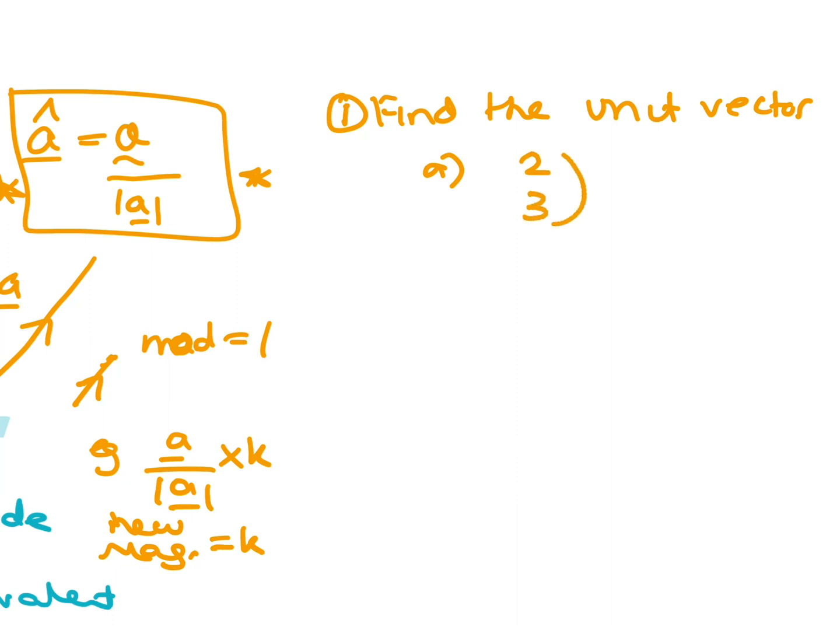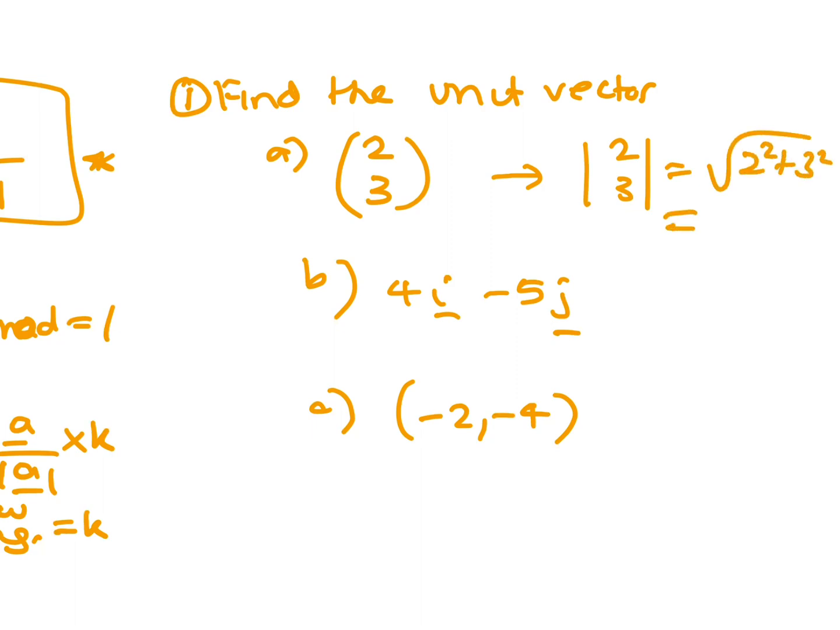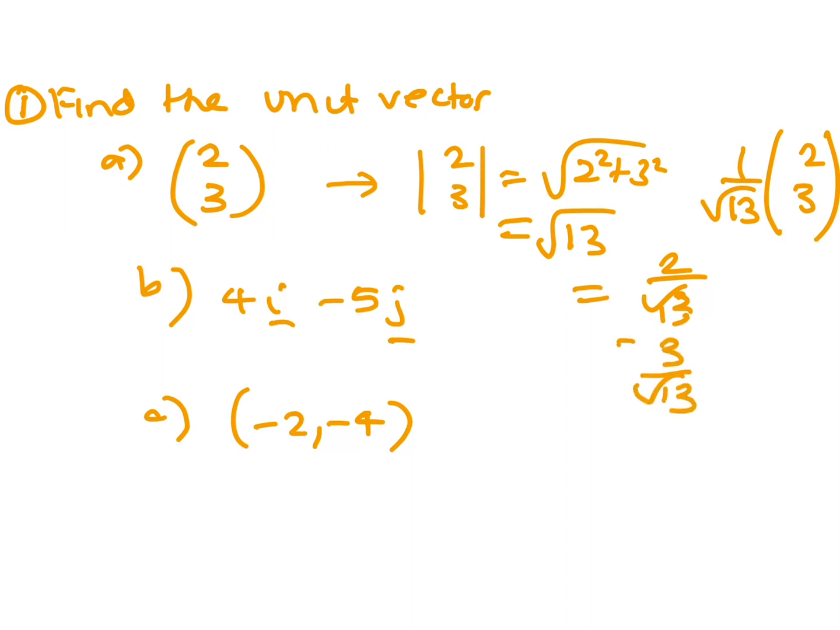So (2, 3), 4i minus 5j, and (minus 2, minus 4). Okay, in order to find the unit vector, you need to get the magnitude of the vector. So the magnitude of (2, 3) is the square root of 2 squared plus 3 squared, which equals root 4 plus 9, which is root 13. So that just means it'll be 1 on root 13 times (2, 3). You could write that as 2 on root 13 if you wanted to, and put the scalar in, and 3 on root 13.